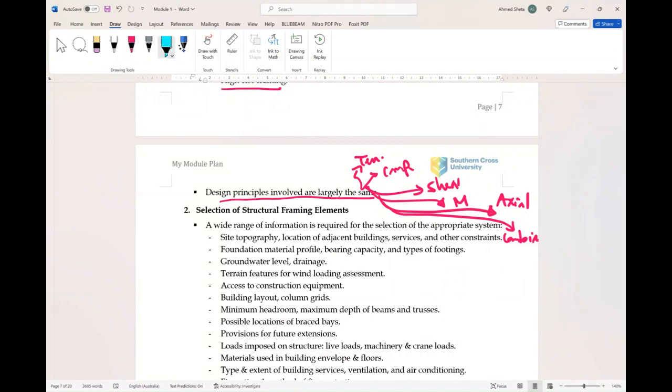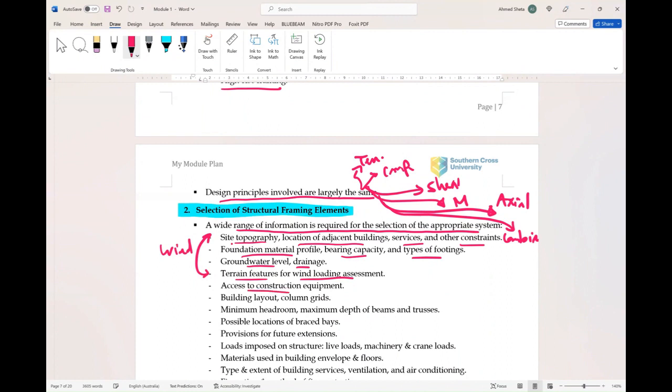The second point we have is selection of structural steel framing. A wide range of information is required for the selection of the appropriate system. To make the selection or sizing of the structural steel framing, members and connections, a lot of information is needed, including site topography, location of adjacent buildings, surfaces and other constraints for the wind loads, foundation material profile, bearing capacity, types of footing for designing the foundation, groundwater level and drainage, terrain features for wind loading assessment. So this is also under wind.